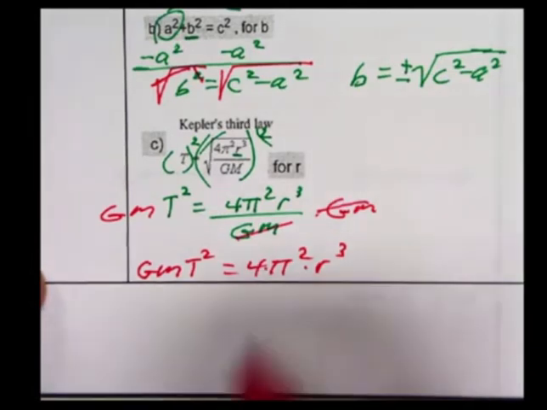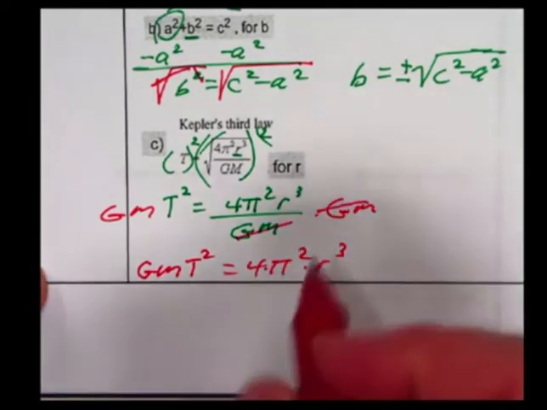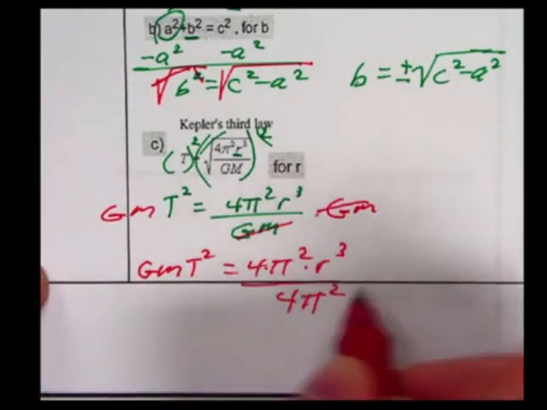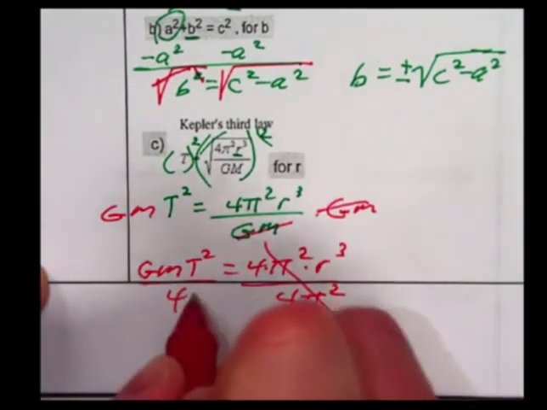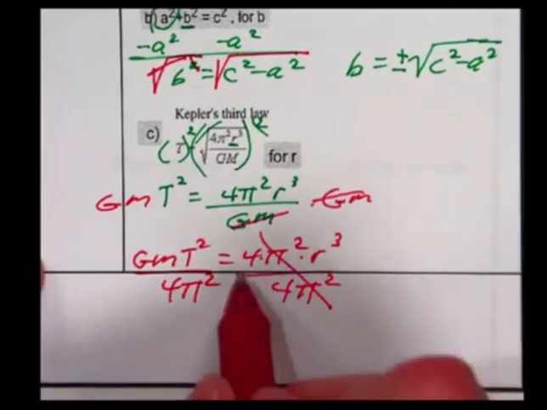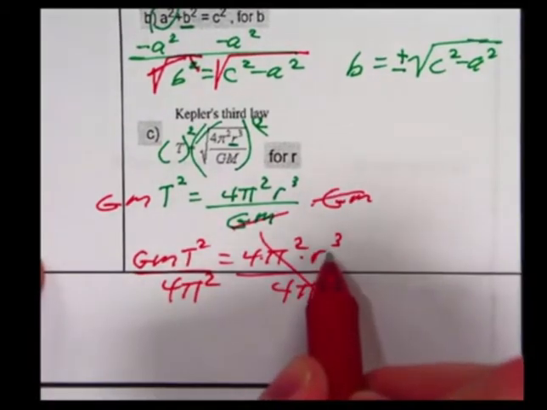This is all multiplied together because they're all written in order like that. Anytime you have letters and numbers or symbols written next to each other, they're multiplied. So I divide by 4 pi squared. That's going to cancel those. Divide by 4 pi squared. Now I've got this, and it's all equal to r to the third.